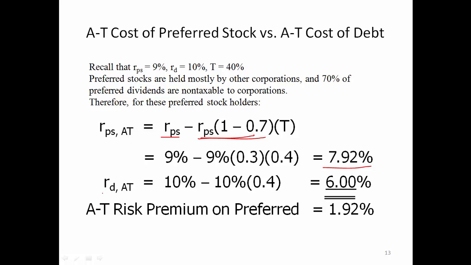And remember, for the cost of debt after tax, we have a 6% after-tax cost of debt. So between the cost of preferred stock after tax and the cost of debt after tax, there is a premium on preferred stock, and we call it the after-tax risk premium on preferred stock, the difference of 1.92%. So this is considering the fact that only 30% of the preferred dividends are taxable.